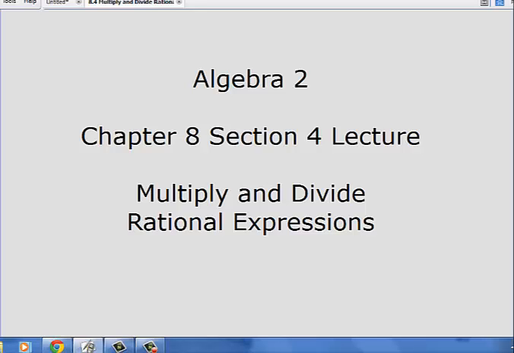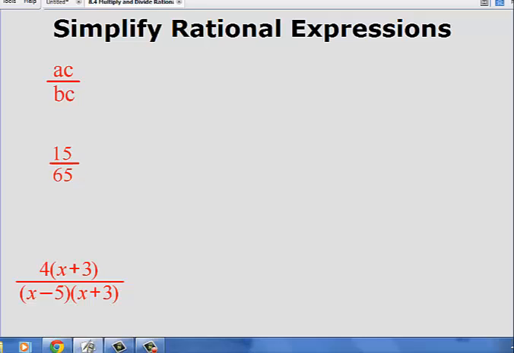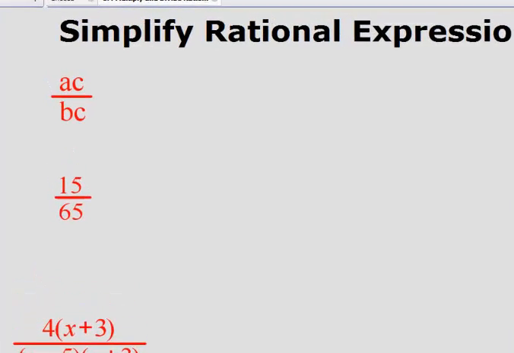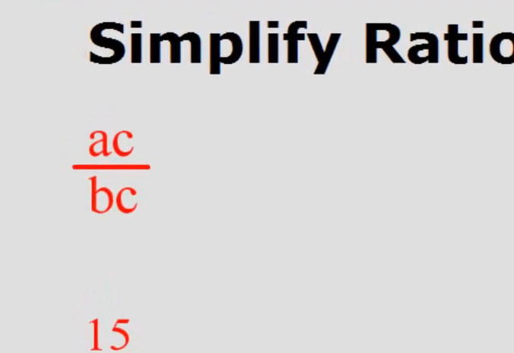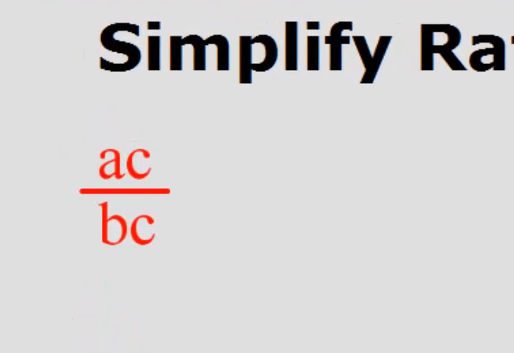Alright, so like I said, we're going to get into multiplying and dividing rational expressions. So the first thing that I want to talk about is just our basics, right, for simplifying. In order to simplify using division, when we have a rational expression, we need the exact same thing on top as we have on bottom, but through multiplication, right?